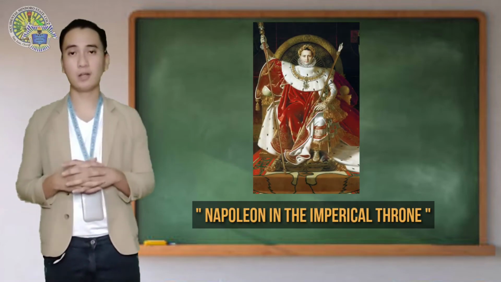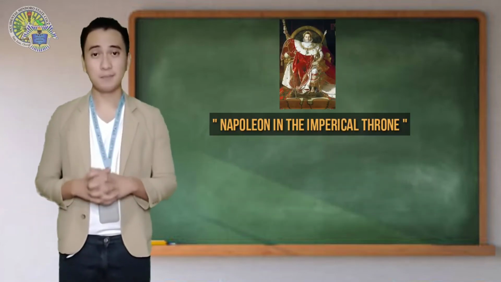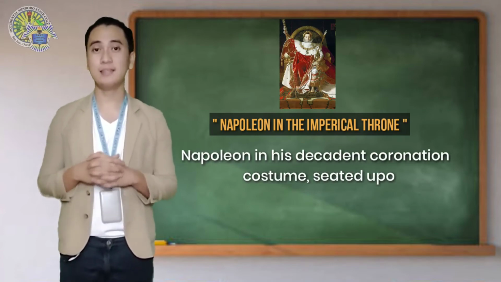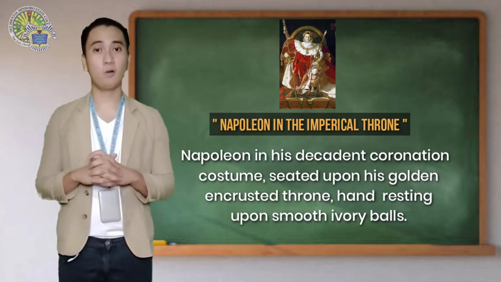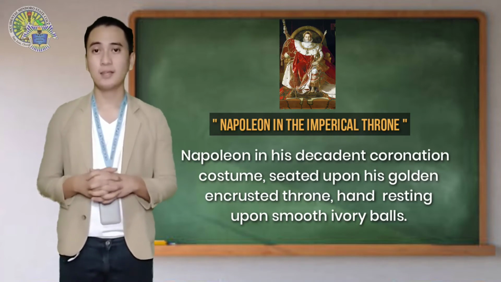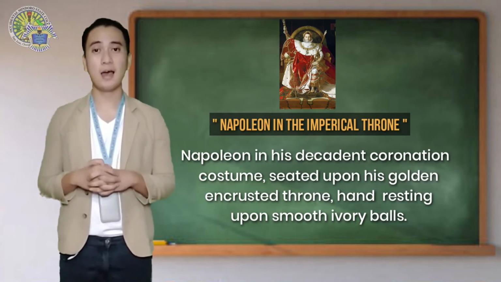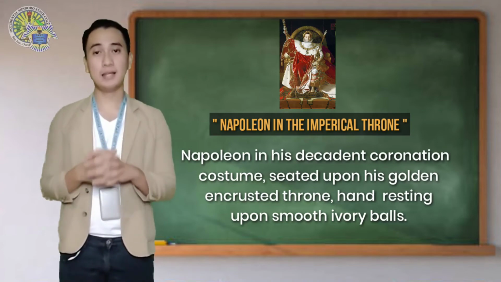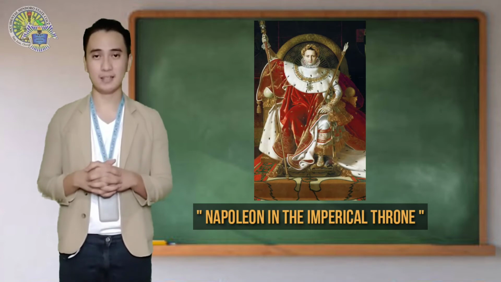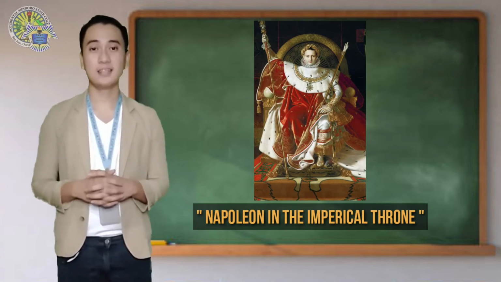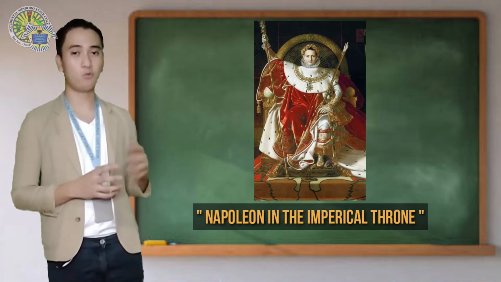Napoleon on the Imperial Throne. This painting depicts Napoleon in his coronation costume, seated upon his golden ornate throne that's resting upon smooth ivory balls. It was believed to be commissioned by Napoleon as the King of Italy. As you can see, it is an example of portrait artwork.